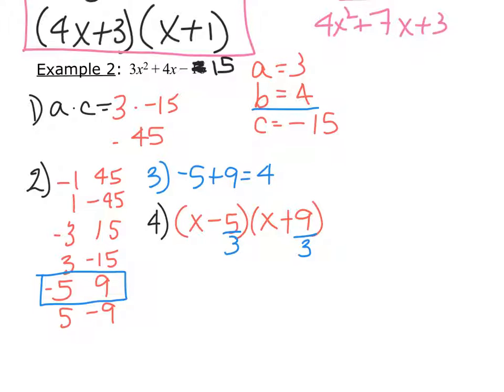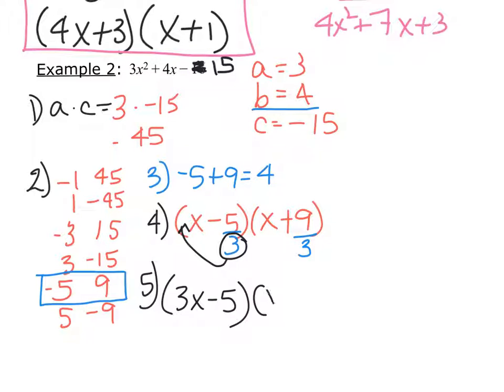So 5 divided by 3, does that simplify? Does that reduce? No, so the 3 goes out front. So I'm going to have 3x minus 5. So this is step 5. And then 9 divided by 3, does that reduce? Yes. x plus 3. Wait, why don't we change that? Negative 5 over 9. Because we're dividing, you should be dividing by that a value, 3.